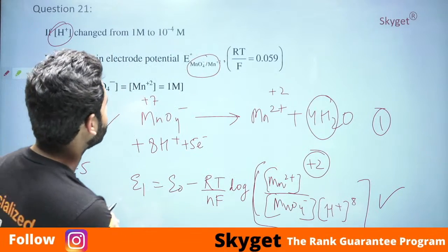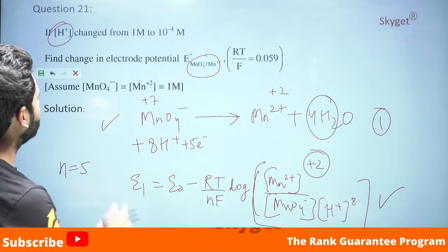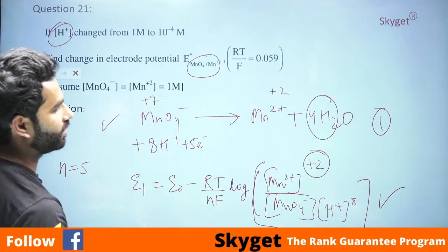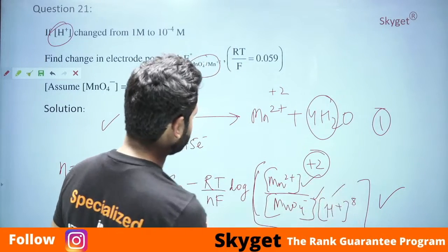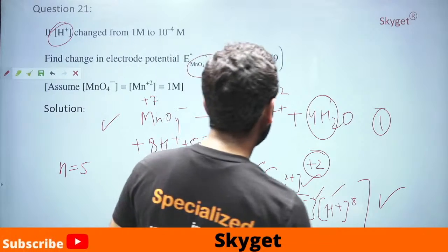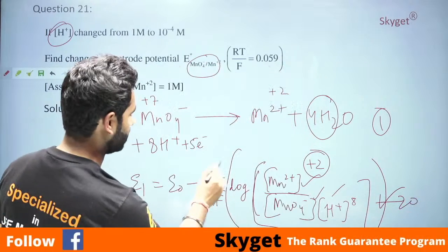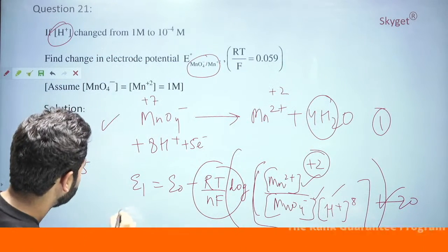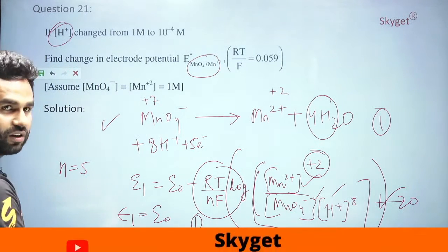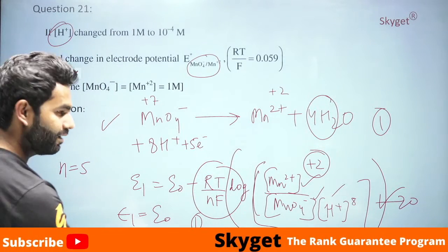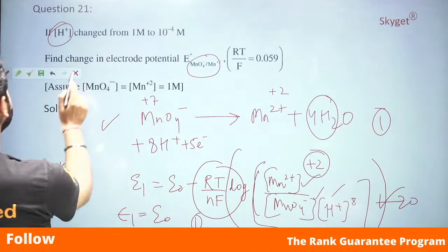Now see, in the case of the first condition, when H plus concentration is 1 molar only, and we have also been told that MnO4 minus and Mn2 plus concentrations are 1 molar. Just put these values directly into this and this. 1, 1, 1 means log 1. Log 1 means 0. So this whole factor becomes 0, which means E1 equals E0. Remember this, okay? E1 is equal to E0.